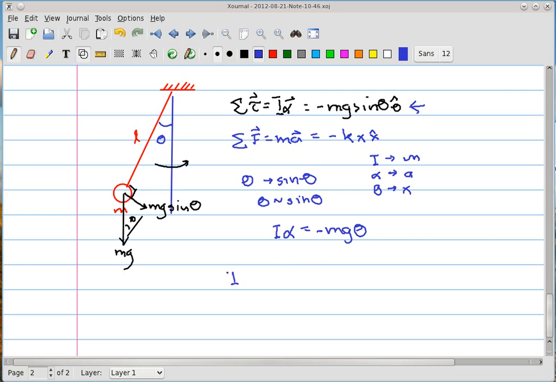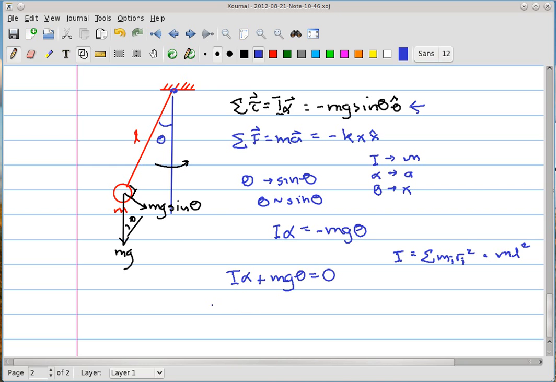Now, let's beat this into shape a little bit. We have I alpha plus mg theta is equal to 0. Now, if you recall, the moment of inertia, I, can be written as the sum of all mass points in an object times their individual radii squared from the point of rotation. So here's the point of rotation. We have a mass m at some length L. The moment of inertia in this case is very simple. It's simply mL squared.